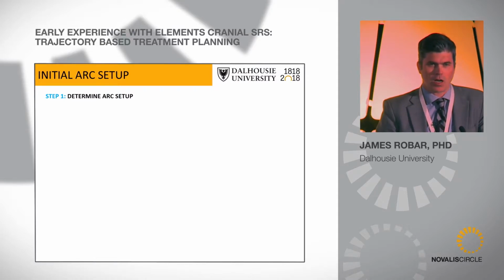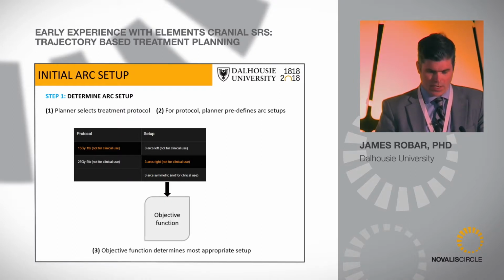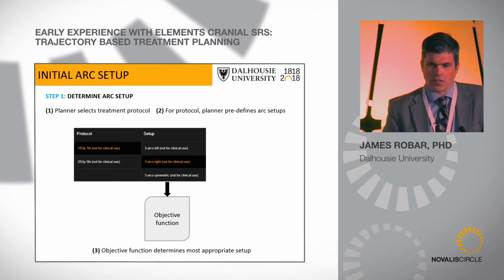in terms of arc optimization, the planner specifies a protocol, for example here, single fraction of 15 gray. And for that protocol, there are 3 possible template setups. And after this is done, those are fed to an objective function that figures out automatically the best appropriate template setup. Now, how does that objective function work?